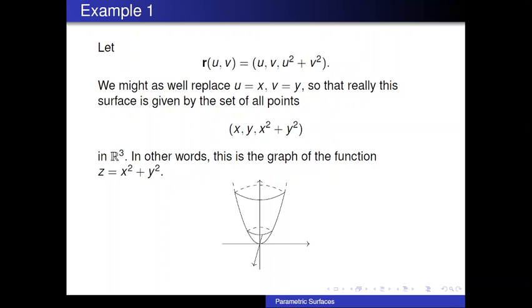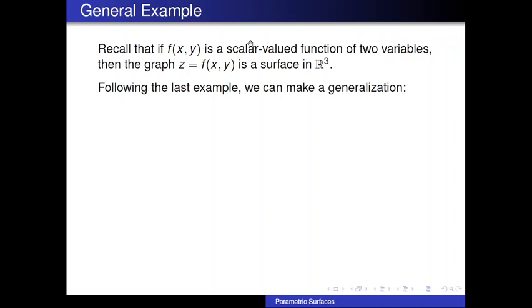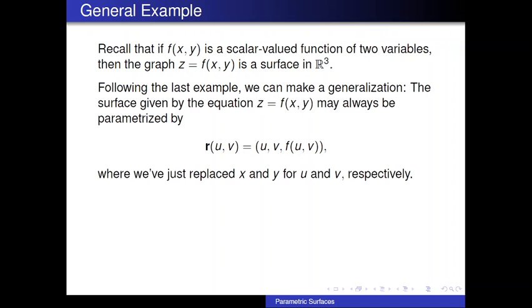Okay, so that actually leads into a general example of parametric surfaces that will be good for us to have on hand, as many of the surfaces that we've met this semester and called important are themselves the graph of some two-variable function in three-dimensional space. So if f of xy is a scalar valued function of two variables, then of course, as we've seen before, the graph z equals f of xy will be a surface in space, and we can make the following generalization to parameterize such a surface every single time.